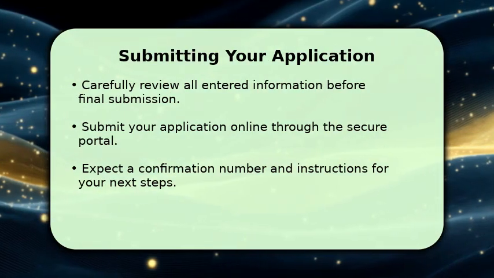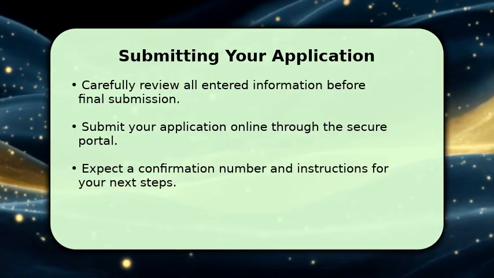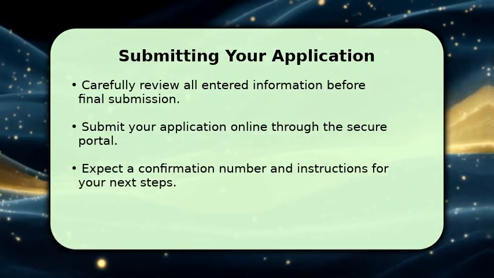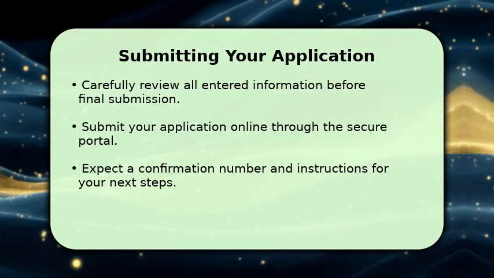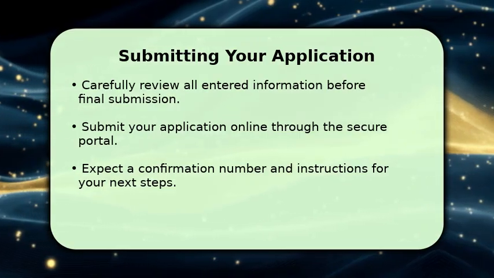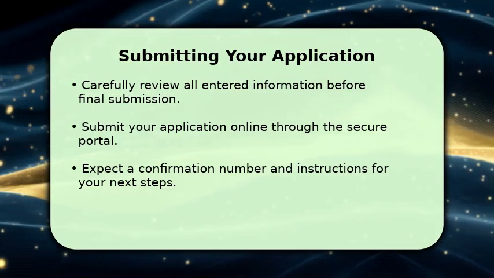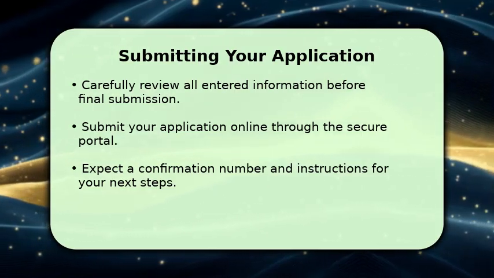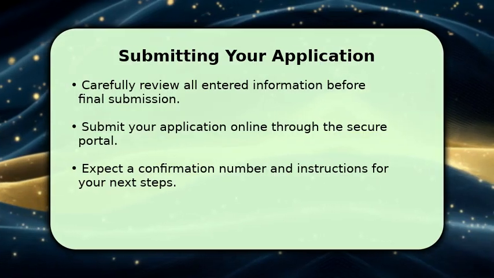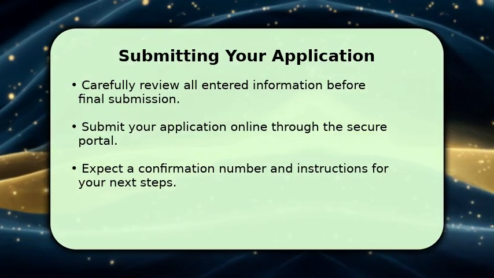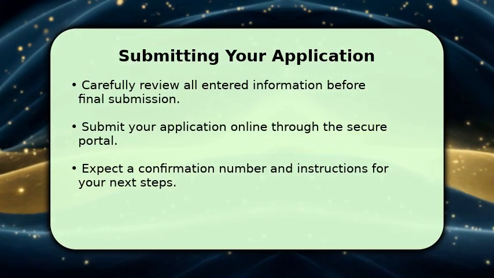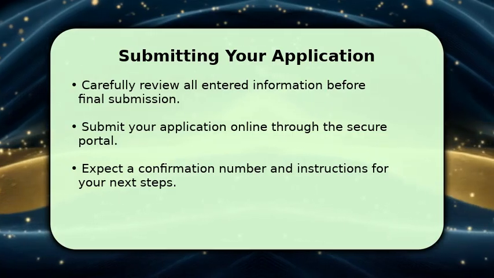After entering all your information, take a moment to thoroughly review everything for accuracy. Double-check names, dates, and numbers to avoid any delays in processing. Once you are confident, submit your application through the secure online portal. You will receive a confirmation number, which is important to save, along with instructions on how to certify for benefits weekly and what to expect next in the process.